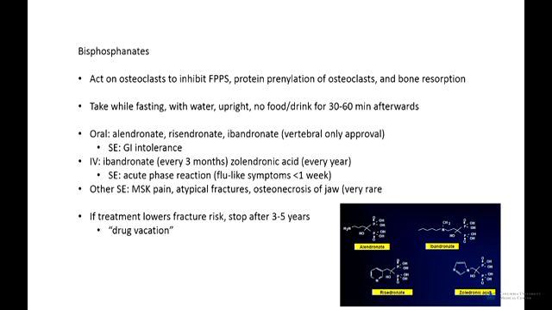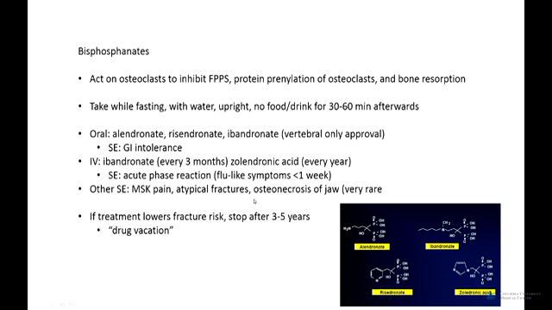Here's our big, woohoo, so excited. The bisphosphonates, that's what we give. This is first line treatment. Bisphosphonates stop osteoclasts from working. That's what they do. And there's a whole lot of bisphosphonates, which you can learn about tomorrow in class. Some of them are oral, some of them are IV.